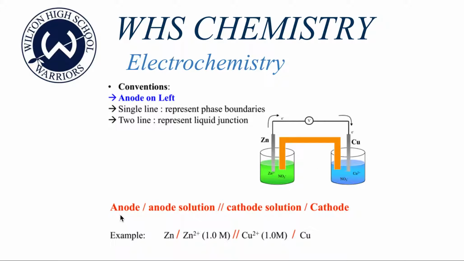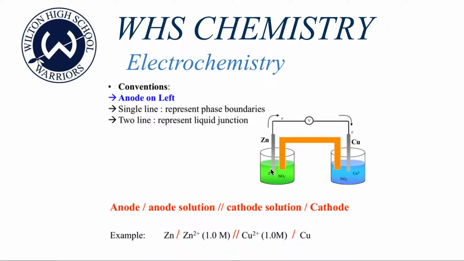One thing you need to know is the standard cell notation, otherwise known as line notation, because this comes up a lot in multiple choice or even FRQs. It is basically a shorthand method, instead of writing out this is the anode, this is the cathode. You have to memorize this: the anode is the first thing you write. So Zn here is the anode, so Zn, and then the anode solution is the Zn2 plus, because that is what is gaining electrons in order for it to become Zn.